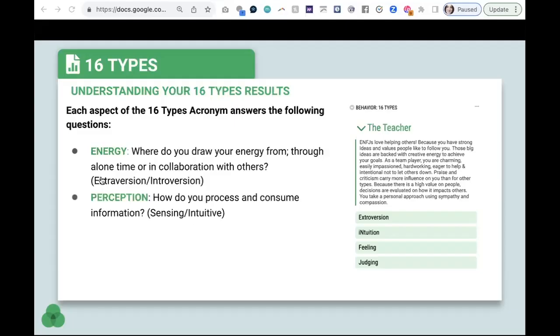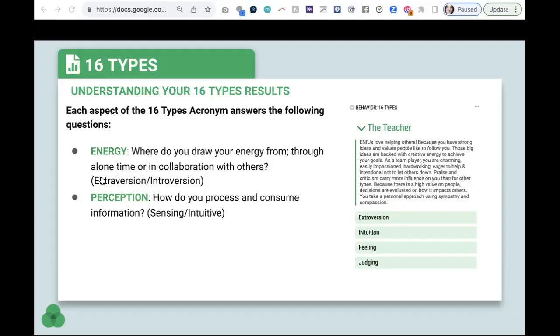Now, in the perception function, we're answering the question, how do you process and consume information? Are you more sensing or are you more intuitive? So when we're sensing, we're a little bit more logical, fact finding, and when we're intuitive, we're a little bit more leaning into our gut, right? We're a little bit more sensing from our emotions or our internal sort of feelers, right? When we're sensing, we're more observing information, and when we're more intuitive, we're more observing our experience, right? And so that perception function answers that question: how do you process and consume, right?